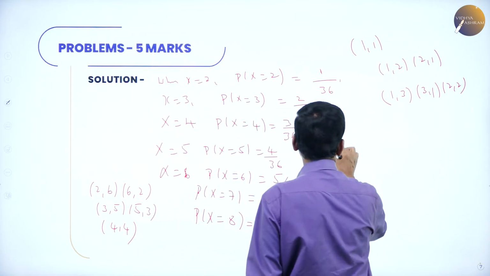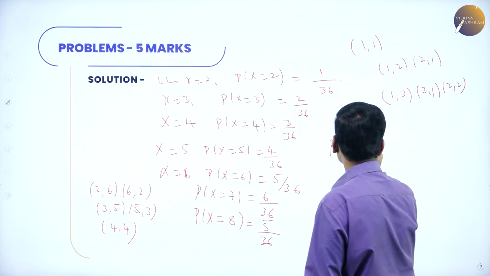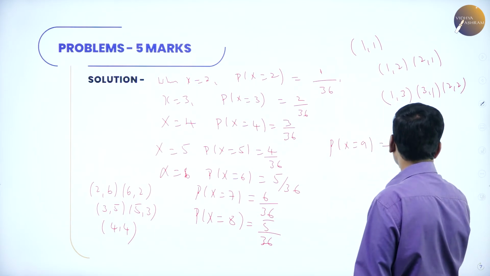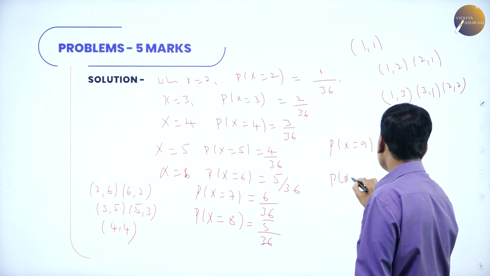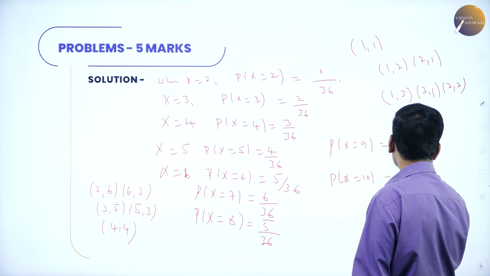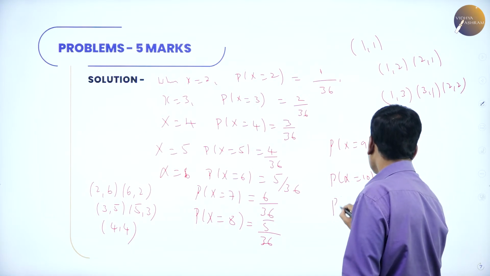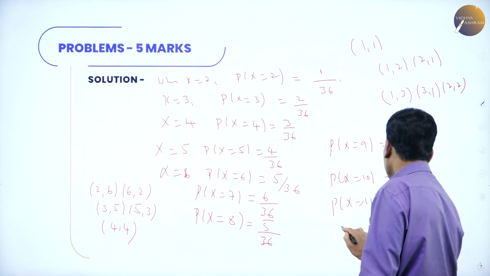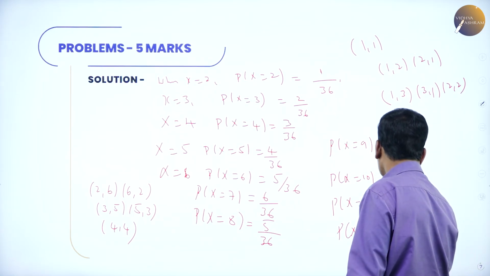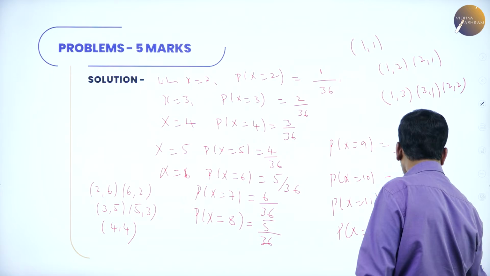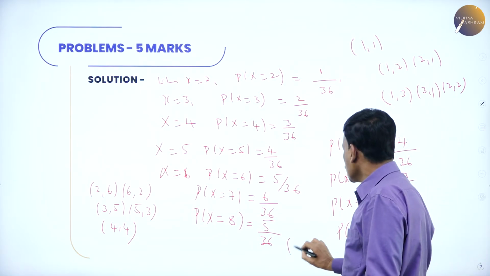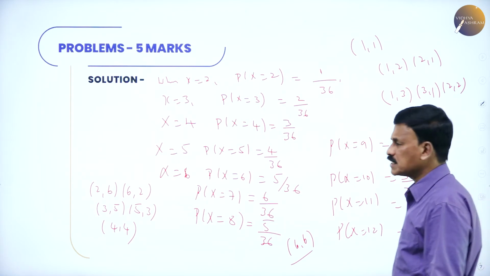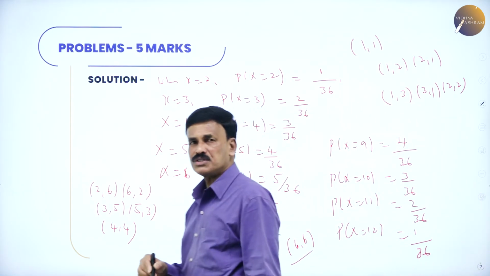Similarly, probability of X is equal to 9 will get reduced by 1, it is 4 divided by 36. Probability of X is equal to 10 is 3 divided by 36. Probability of X is equal to 11 is 2 divided by 36. Probability of X is equal to 12 is only one possibility, that is (6, 6). 6 plus 6 is 12. So 1 divided by 36. This is how we are going to calculate.